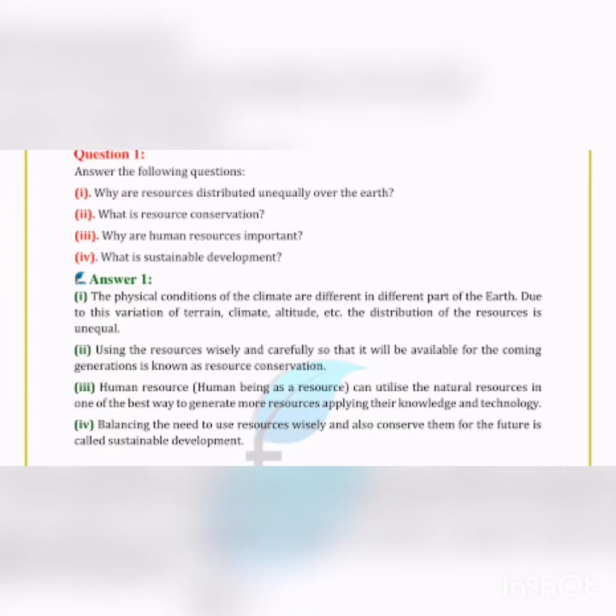Why are resources distributed unequally over the earth? Second, what is resource conservation? Third, why are human resources important? And fourth, what is sustainable development? I already discussed questions 2, 3, and 4. And the first: why are resources distributed unequally over the earth? Because climatic conditions and rainfall are different in different parts of the earth.